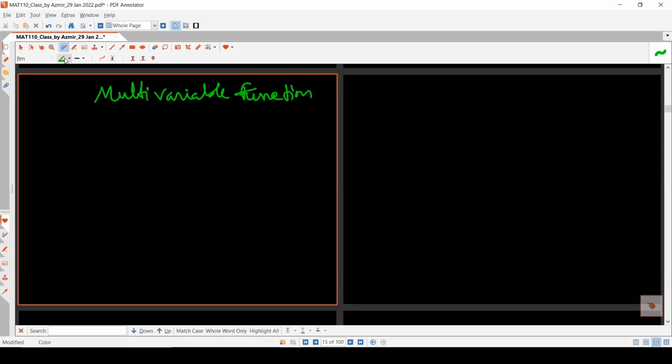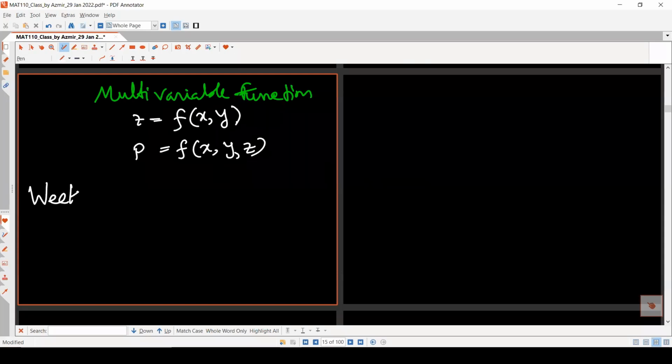So here, you know that the function will take the look as f of x comma y or f of x comma y comma z. We may have the output as z or p, like that. Okay, so now we have week 6 contents. So first, you will learn about partial derivatives.